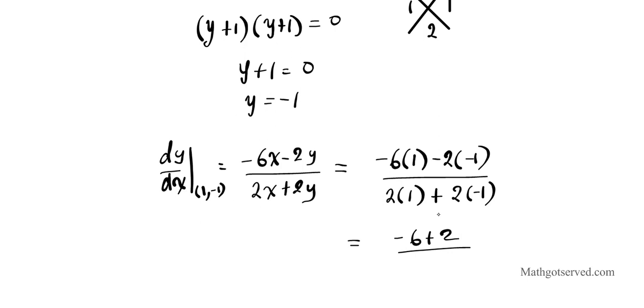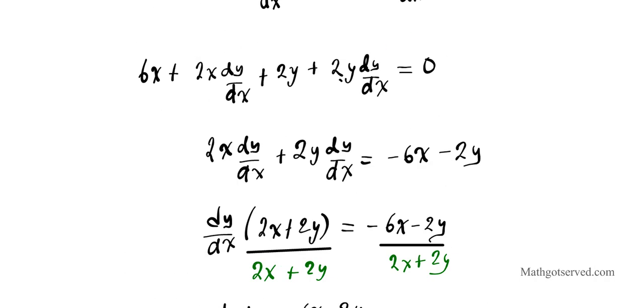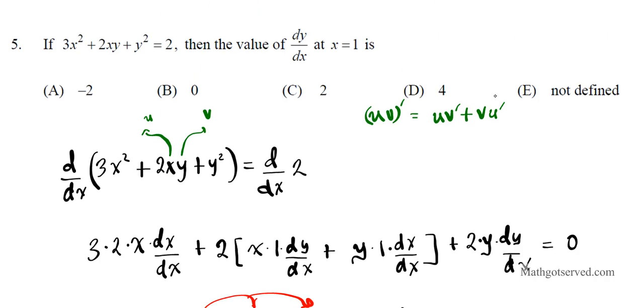If you work this out, you have on the numerator negative 6 plus 2, and in the denominator, 2 minus 2 is 0. You're dividing by 0, so the derivative is basically undefined here, because you can't divide by 0. You're going to have a vertical tangent line at this point. So our answer is option E, not defined. All right, so that's that.